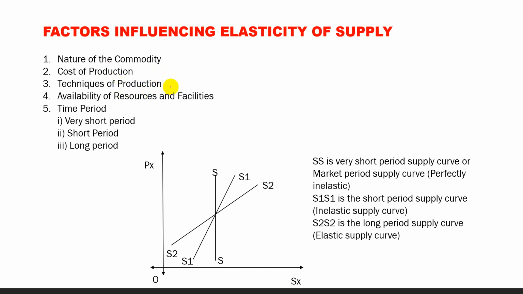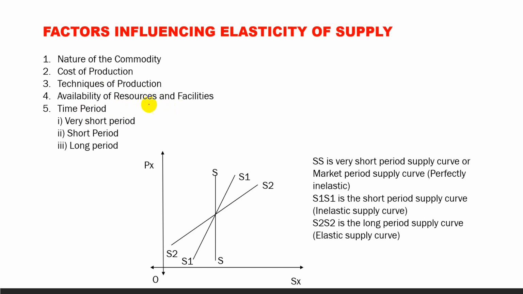Third, techniques of production. If simple techniques of production are employed in the production process of a commodity, its supply will be elastic. On the other hand, it becomes very difficult to change supply in response to change in price under complex techniques of production. So when techniques of production are simple, supply is elastic, and when they are complex, it is inelastic.